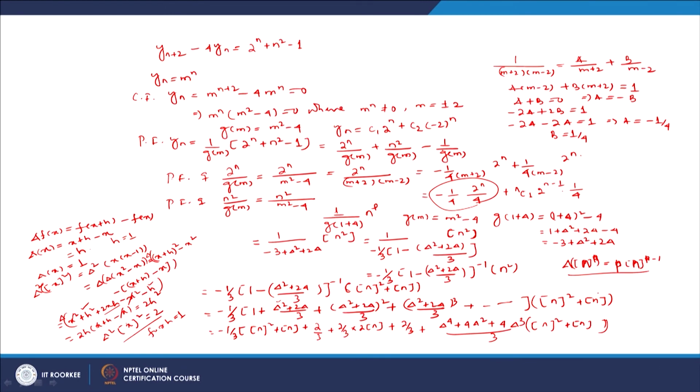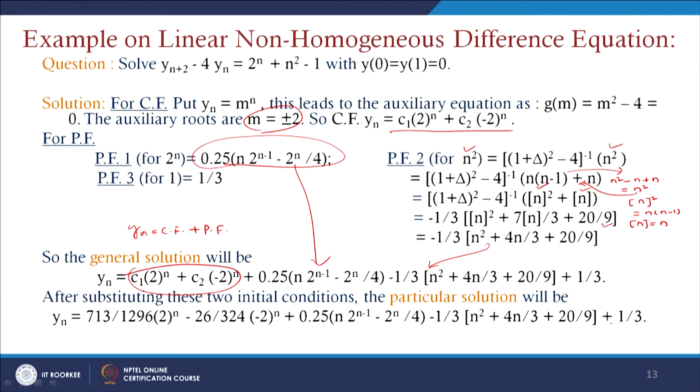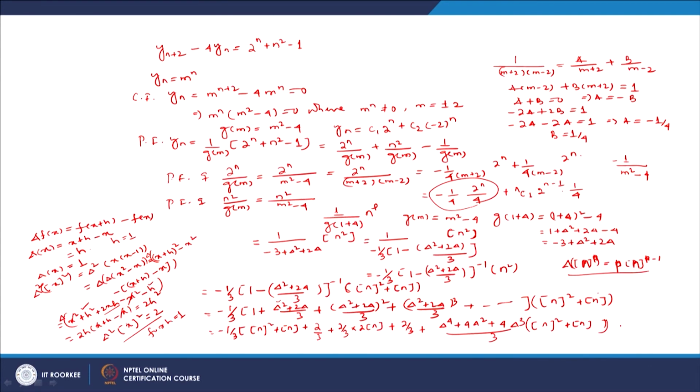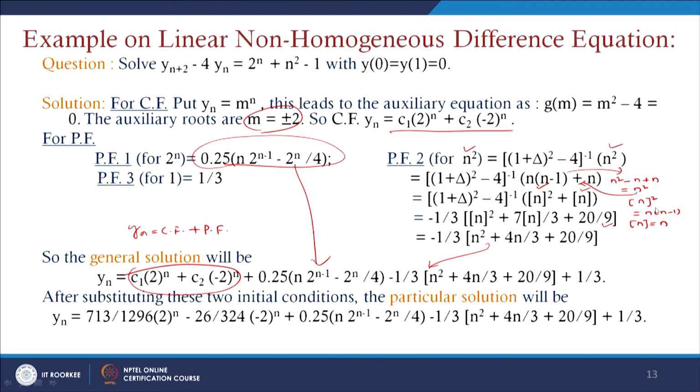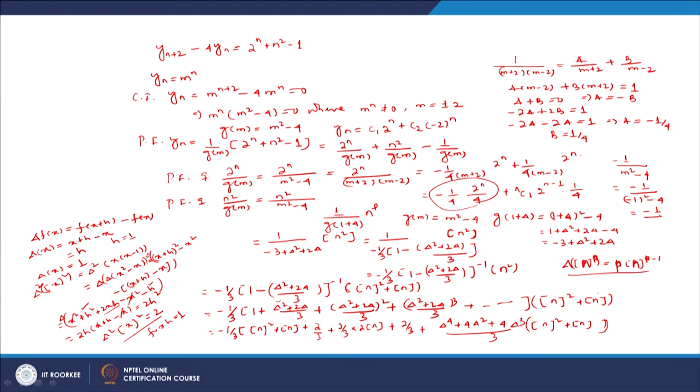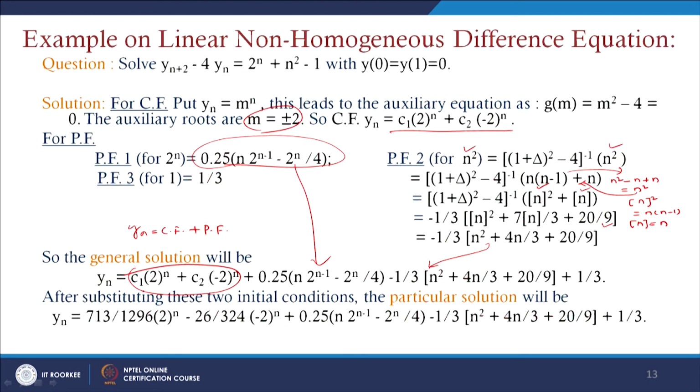that which remains is minus 1 by g of m, minus 1 by m square minus 4 here, and which can be written as only 1 by 3, since directly if you put this value, that is minus 1 by minus 1 whole square minus 4 here. So, it can be written as minus 3 here. So, particularly it will just take the value 1 by 3.